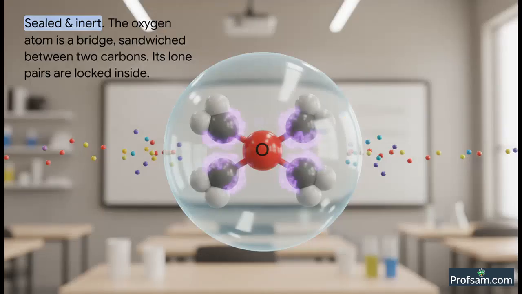And finally, our third scene, the ether. Let's visualize it. You can see the oxygen atom, but notice its position. It's not at the end of the molecule. It's a bridge, perfectly sandwiched right in between two carbon atoms.